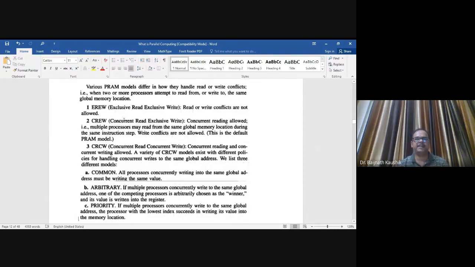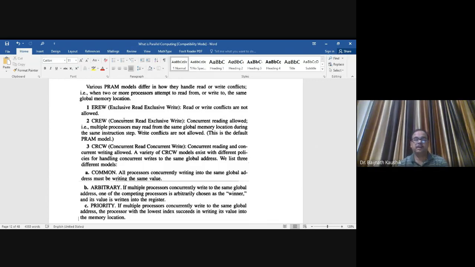So there are various PRAM models that differ in how they handle read or write conflicts. That is, when two or more processors attempt to read from or write to the same shared global memory. Based on how they handle the multiple read-write conflicts, there are three types of PRAM model that I have told you in the first class.